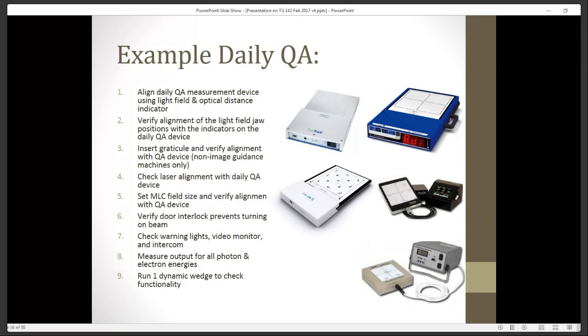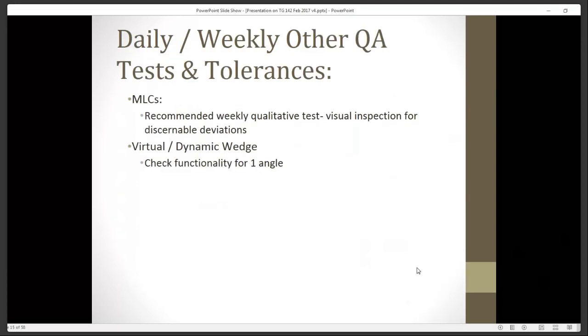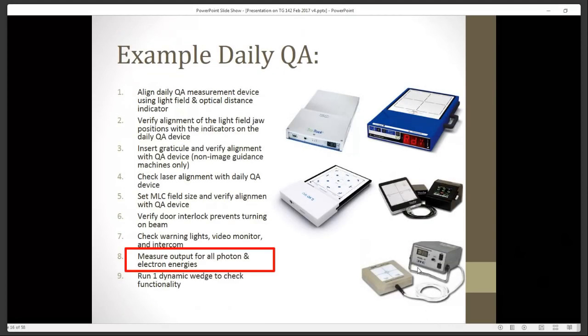Once again, this is an example. As I mentioned, the report actually states weekly for electrons, but we do it on a daily basis here. And then run one dynamic wedge to check functionality. I added that in; I said that we were only doing physical wedges, but it's there. One thing that's interesting here is that only step 8 is what you usually think of as daily QA, the output check, but that's really only one of many steps being checked. The output is important, but it's not everything that happens in daily QA.